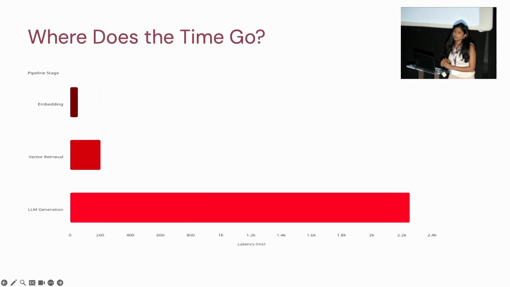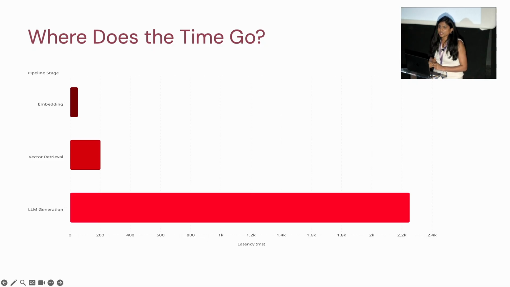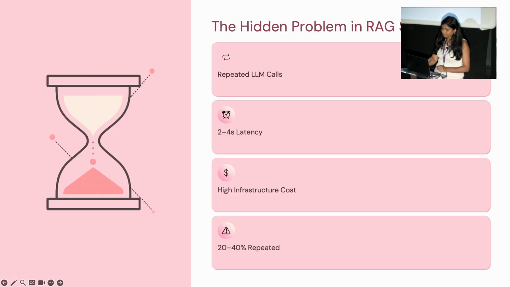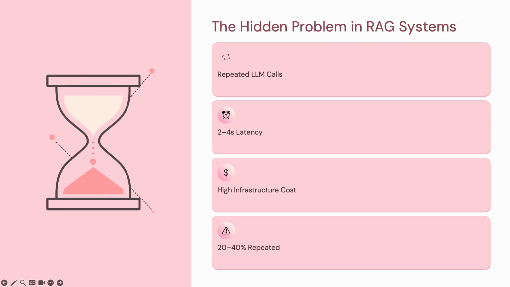Now that we have seen the full pipeline, let's look at where the time actually goes. If you see the breakdown, most of the time is coming from LLM generation. Embedding, retrieval, or vector search do take time, but those are negligible compared to the LLM generation. LLM generation for every request almost takes 2 to 4 seconds, and in many cases it accounts for 80 to 90% of the total latency. Now imagine this at scale. Almost 20 to 40% of production queries are repetitive. So now we are essentially paying for the same reasoning again and again and again.